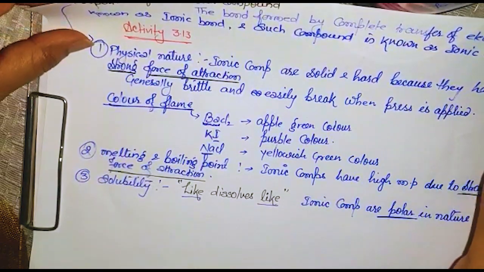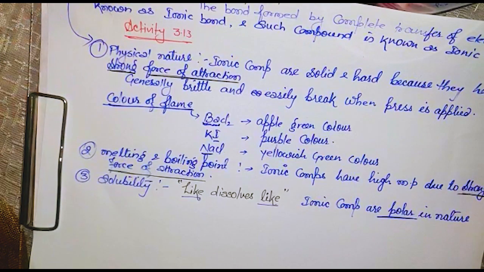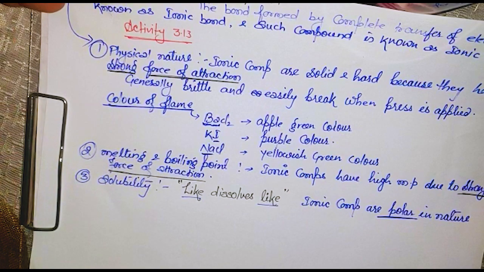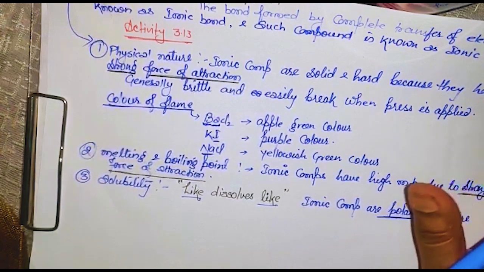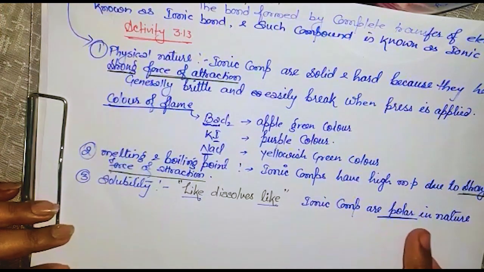Polar substance means, whenever we talk about polar, there must be some electronegativity difference. This is the scientific definition. You will ask now, what is this electronegativity and all that? For now, just forget about this definition. You have to understand that if the compound, when it breaks, gives you positive and negative, then only it will be considered polar. So ionic compounds are polar in nature.